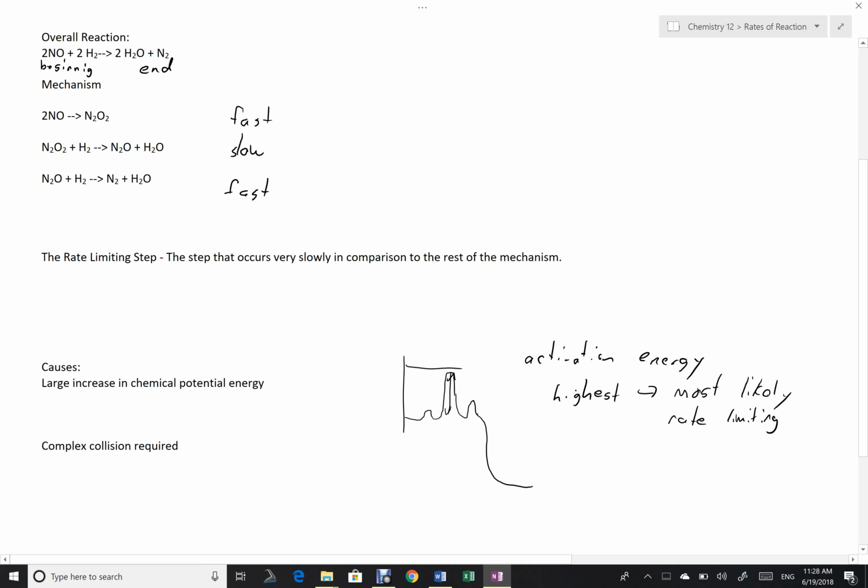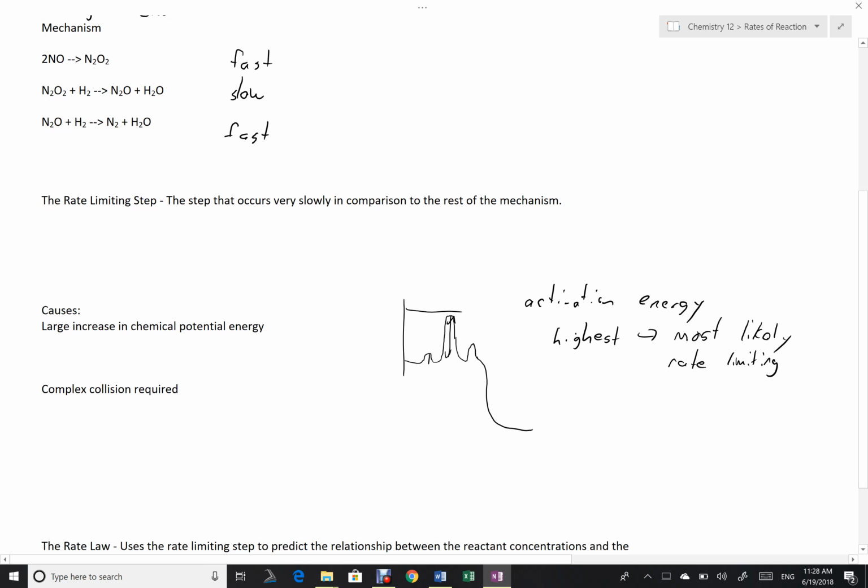I think this is straightforward. If collisions occur in that step because the activation energy is large, it's less likely for them to have enough energy, and so here we get fewer effective collisions leading to the formation of that activated complex, and so that slows down that step's ability to happen.